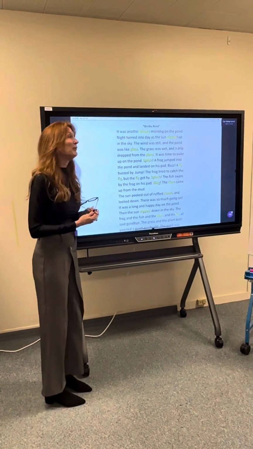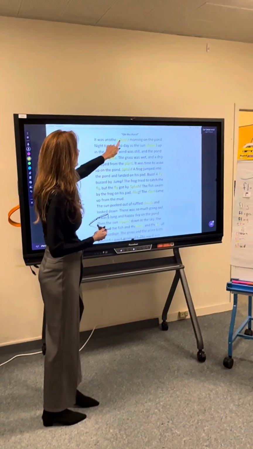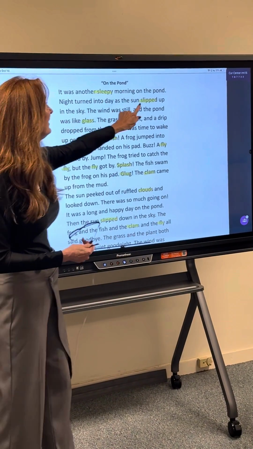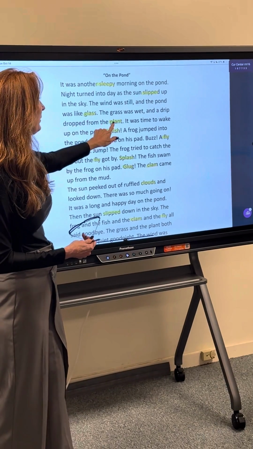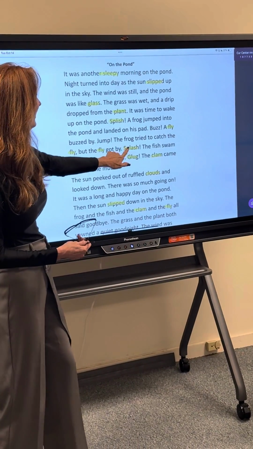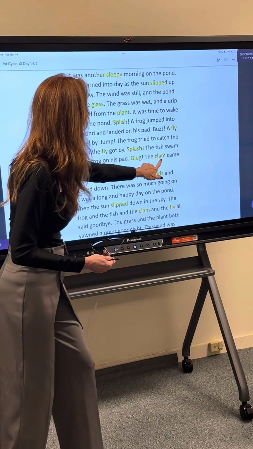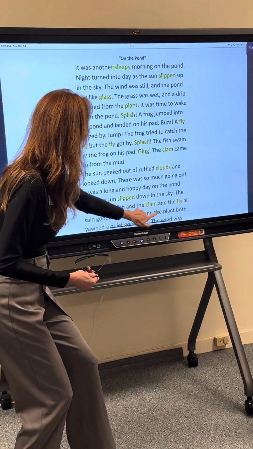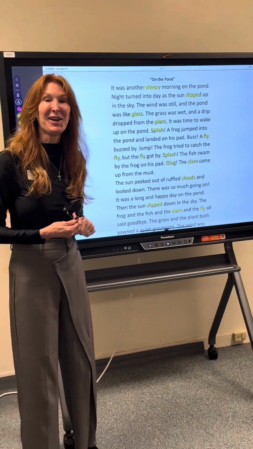We're gonna read these highlighted words. Okay, students, put your finger on sleepy. Ready? Everyone with me. Sleepy, slipped, glass, plant, splish, fly, fly, fly, splash, glug, glam, clam, clouds, slipped, clam, fly. Wasn't that quick and easy?